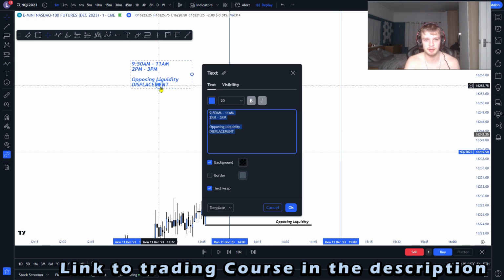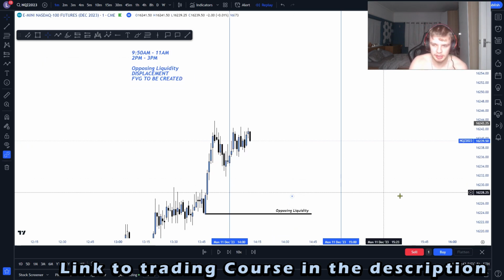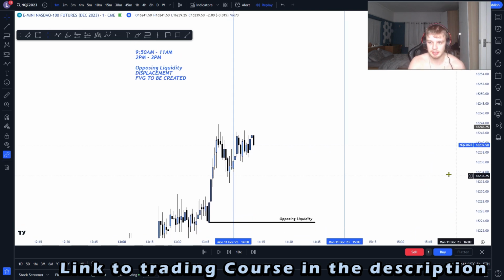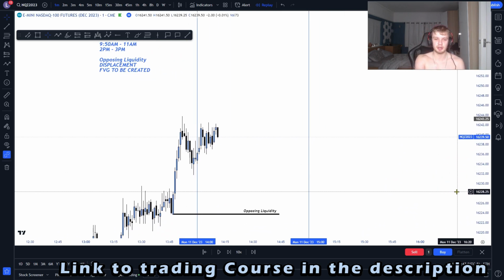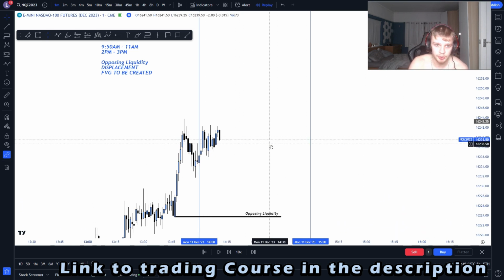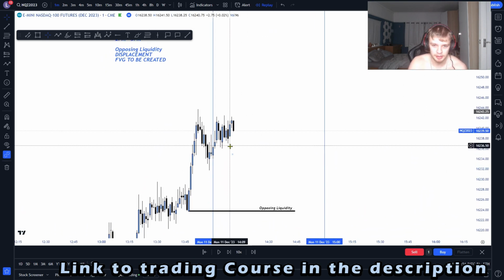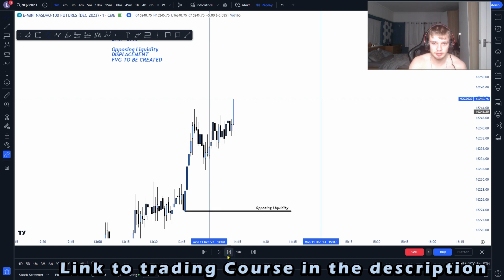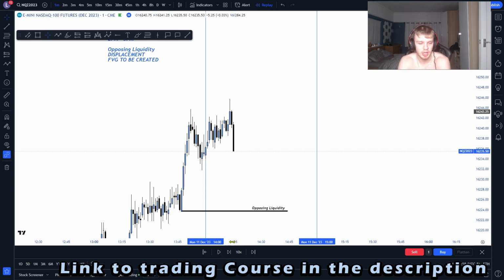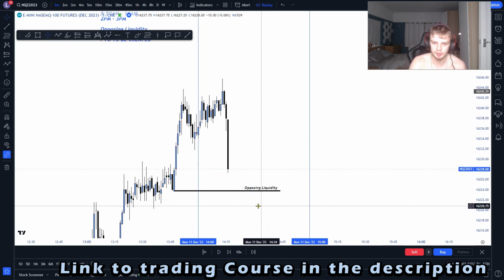After we have found our opposing liquidity, we look for our displacement. We then also want a fair value gap to be created, and the reason why you want a fair value gap to be created is because this is where you're going to enter into the market. You're going to enter off of the fair value gap. So let's play the price action. As you can see, we get that bullish candle, but we are not interested in bullish candles. We are only waiting for the down move, as we are looking for opposing liquidity.